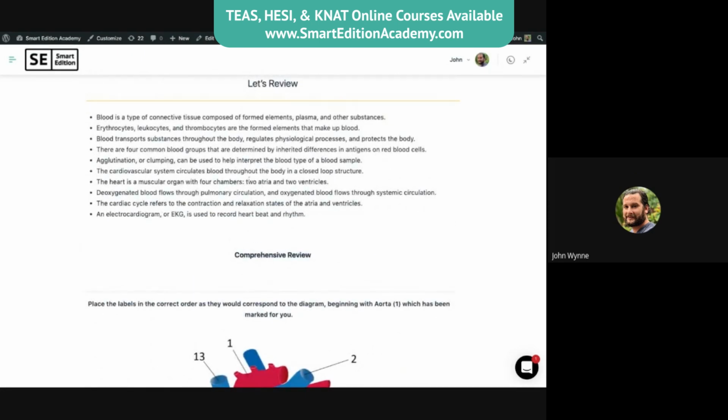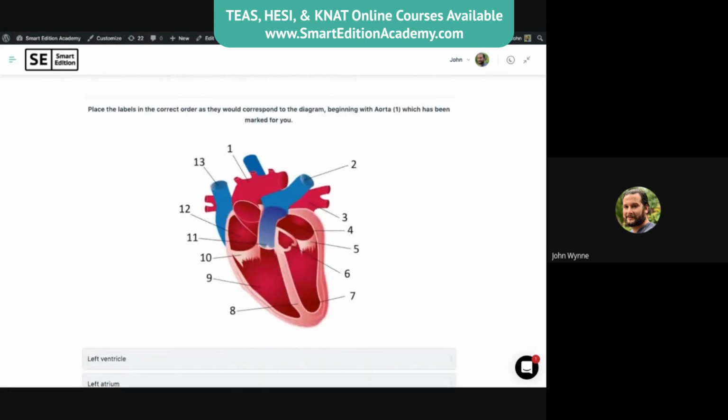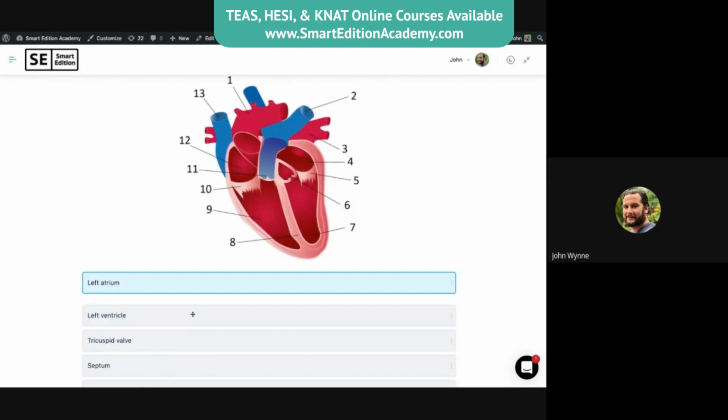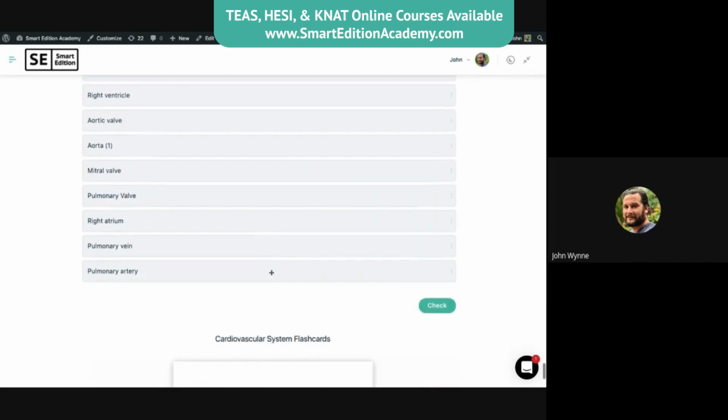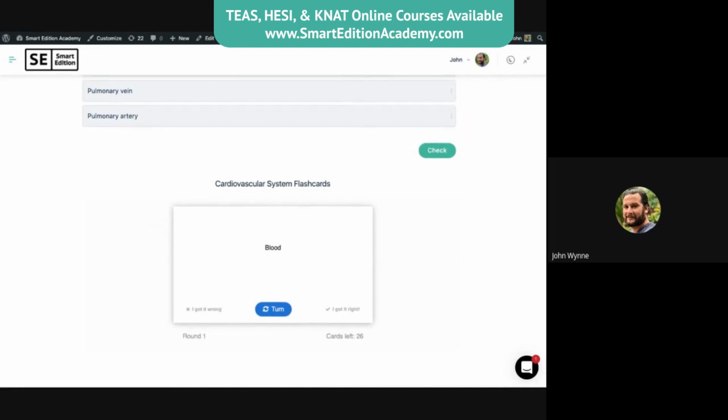And then you review all the main topics. And then again, probably the most important part for this lesson is you need to be very familiar with the heart and that entire system. So you would go ahead and start labeling this, starting at 1 all the way around, and put that in the right order. And then we can check that and make sure that you're right. Then at the end of each lesson, there are flashcards.